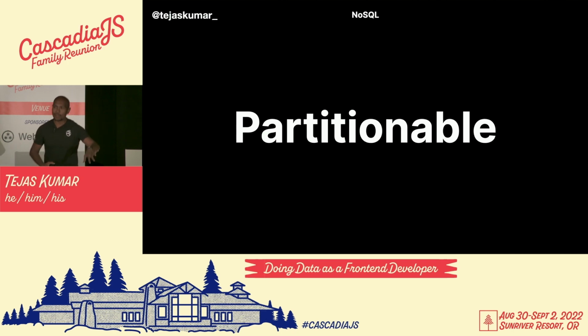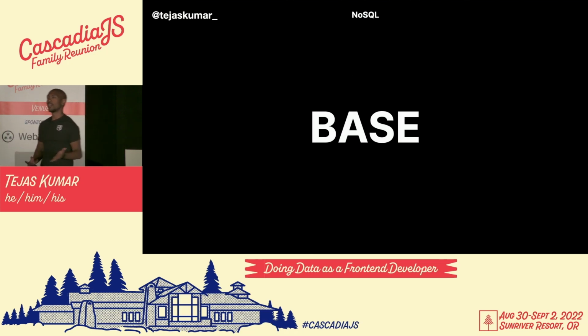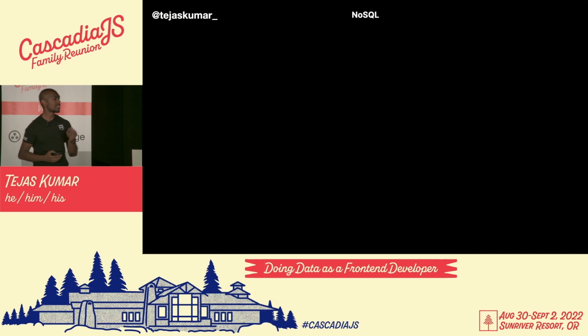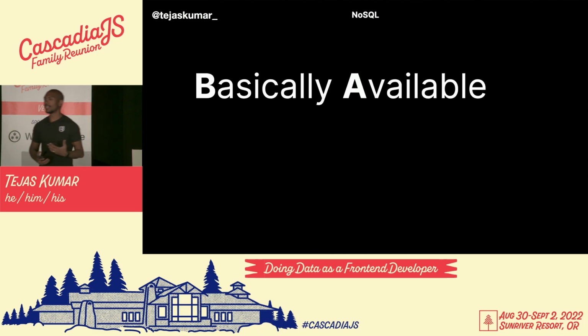Now, ACID was a set of guarantees for relational databases. Of course, they had to do this. Tech people are creative, man. So non-relational databases give you a set of characteristics that sum up into something called BASE. BASE stands for, it is basically available. That means it prioritizes availability over other things.